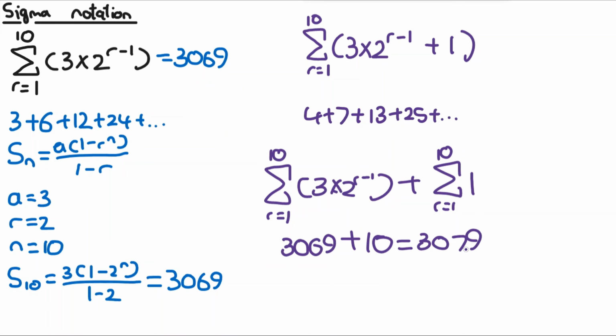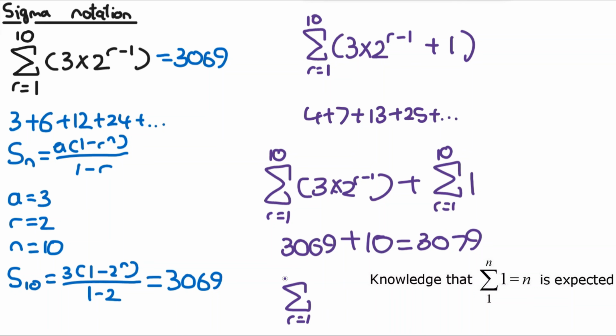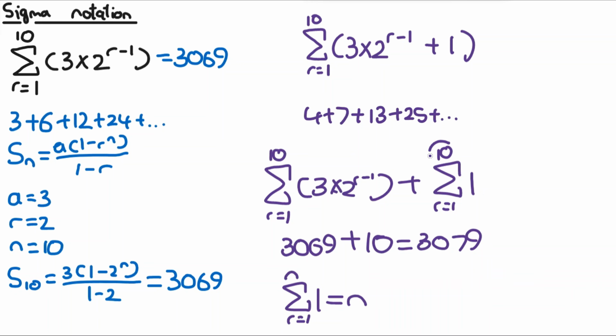This is something specifically mentioned on the spec that you need to know in general, that the sigma from r is equal to 1 to n of 1 is equal to n. So the sigma from r is equal to 1 to 10 of 1 is equal to 10. So just be aware that the sigma could split like this, and you might need to know knowledge of something like this.